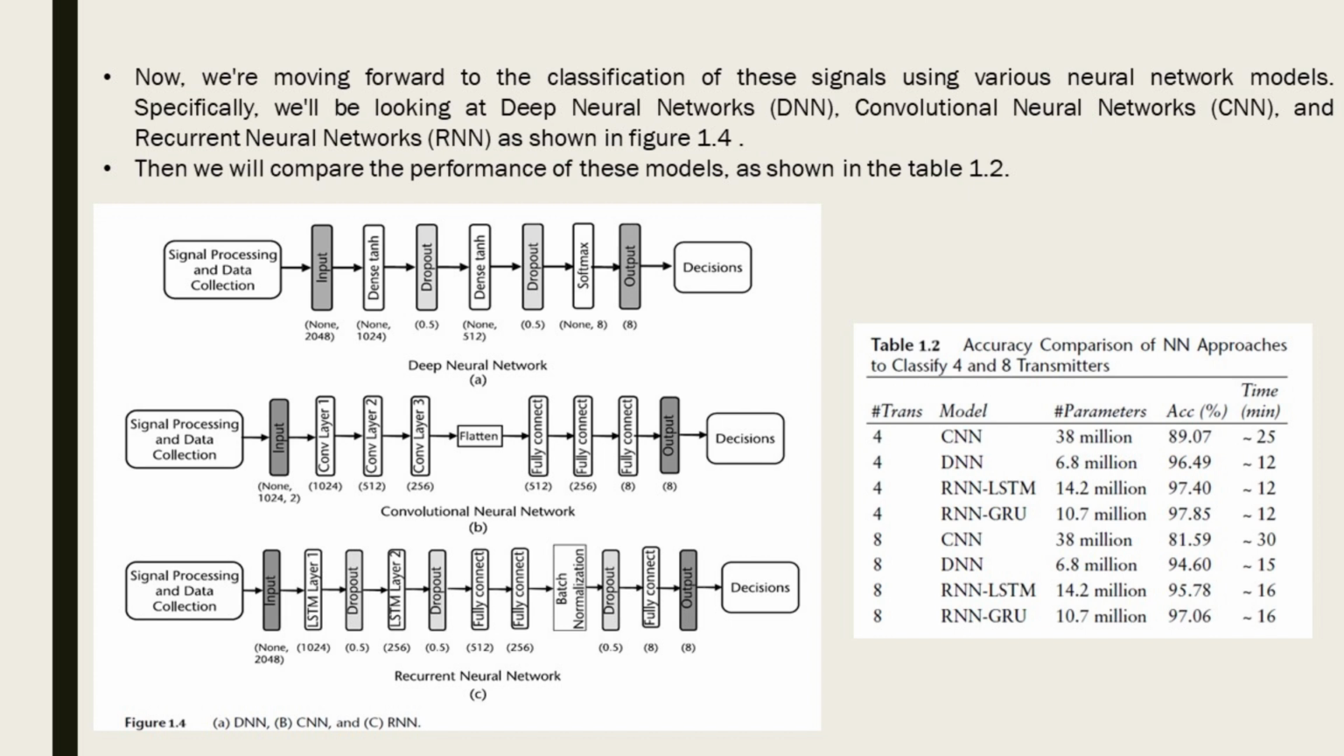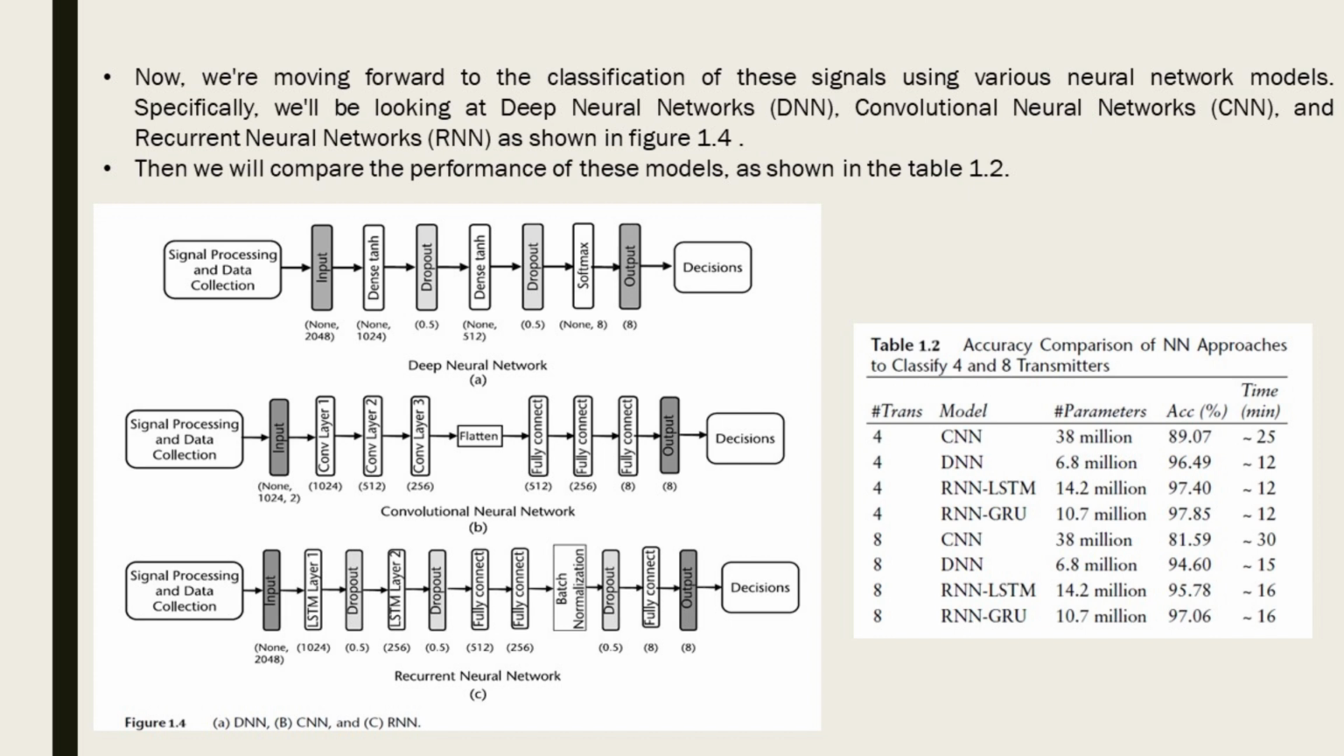Now, let's compare the performance of these models, as shown in the table. The table provides an accuracy comparison of these neural network approaches for classifying 4 and 8 transmitters. For 4 transmitters, the CNN has the highest number of parameters at 38 million, but achieves an accuracy of 89.07% in approximately 25 minutes. On the other hand, the DNN, with just 6.8 million parameters, achieves an impressive 96.49% accuracy in just 12 minutes, making it a more efficient choice.